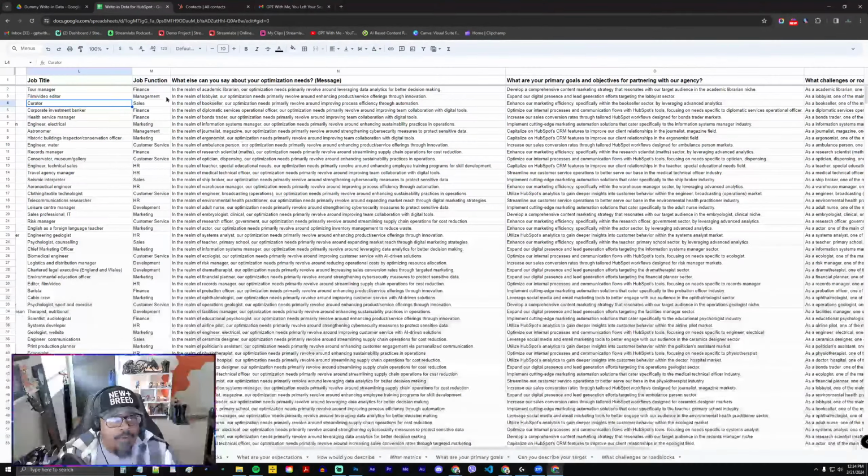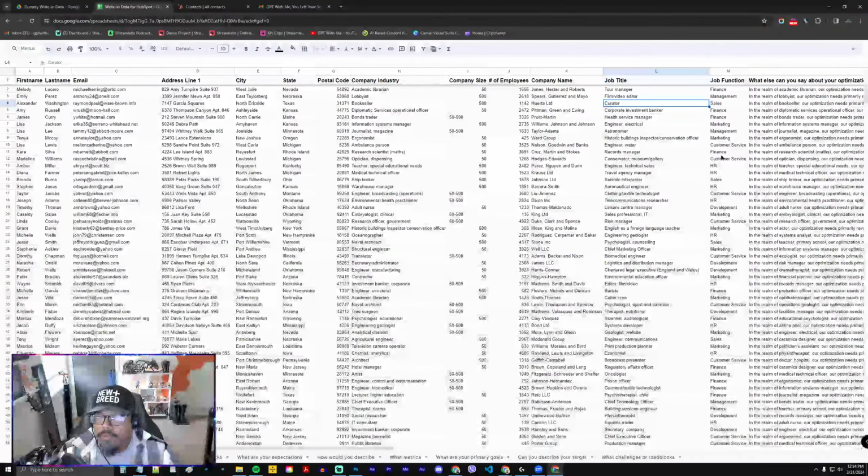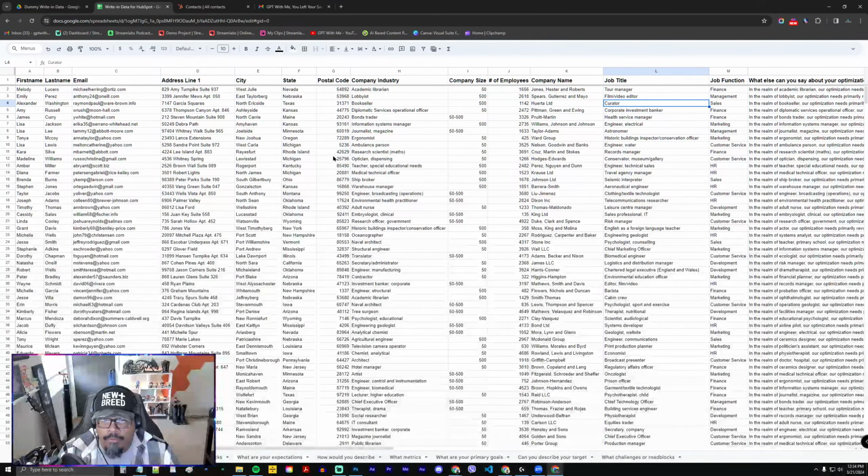So first things first, let's assume that this is a sheet that you've downloaded from your CRM that has all your customer information in it, right? With the exception of record ID that's already missing. This is usually what you would get, right?